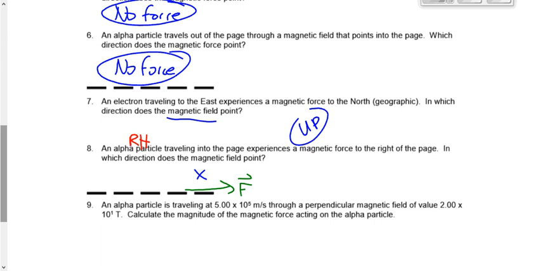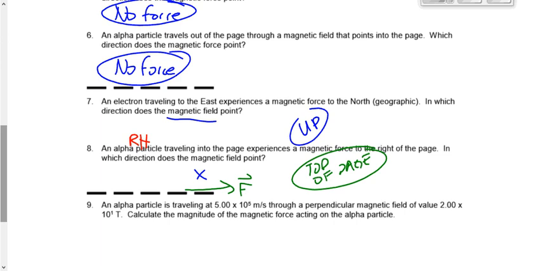My fingers will point which way? Up the page or toward the top of the page. So the magnetic field is toward the top of the page. We don't say up because our frame of reference is the page. We say up the page or toward the top of the page. Is that okay?